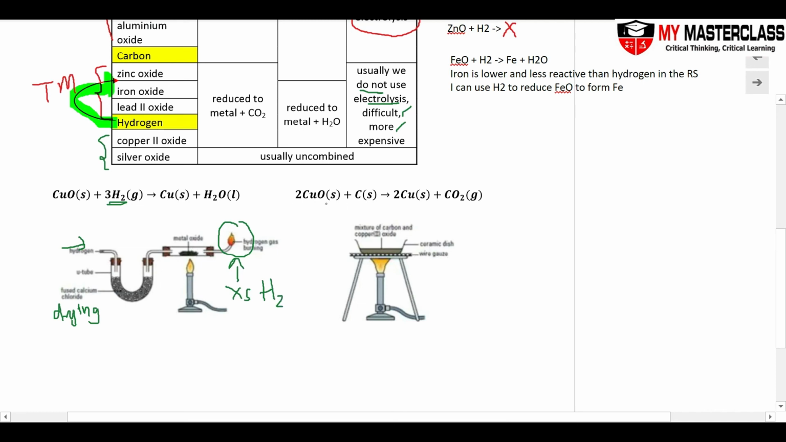Alternatively, I can just heat it in a crucible. I have the metal oxide and add some carbon, the coke, inside, and then I just heat it over the crucible or a ceramic dish. Then I will see a reddish brown solid in this example.